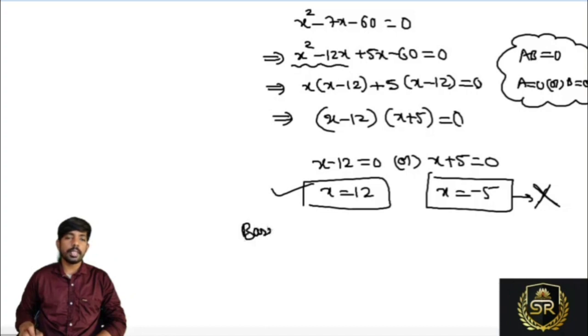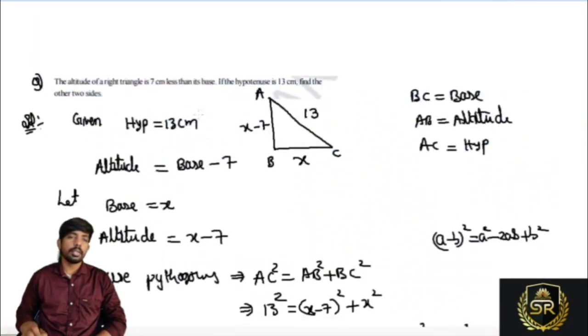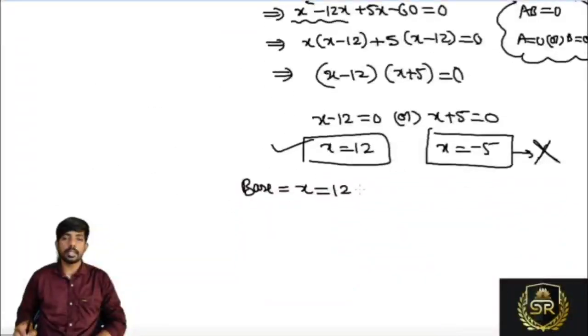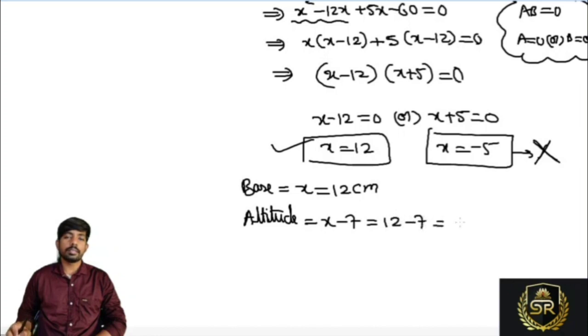Now we assumed the base is x, right? So x is 12 centimeters. The units are given, so don't forget them. 12 centimeters is the base. And the altitude is x minus 7, so 12 minus 7 is 5, that is 5 centimeters. Therefore this is the solution. That's all. Clear?